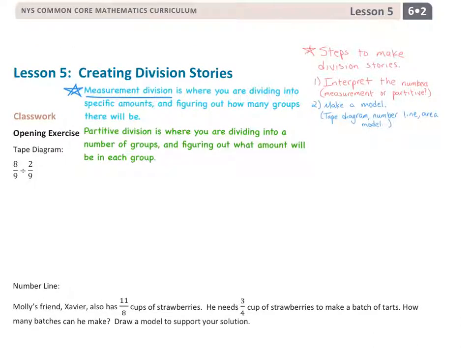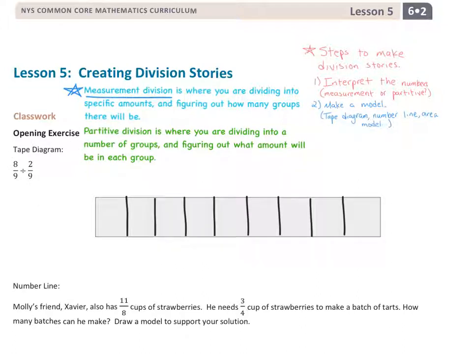So I've done step 1, which is to interpret the numbers and choose measurement or partitive. And again, those definitions are here. And then step 2 is to make a model. And I can choose tape diagrams, number lines, area models, all things that you've worked on between lessons 1 and 4. So for this problem, it says tape diagram. I'm going to choose a tape diagram.